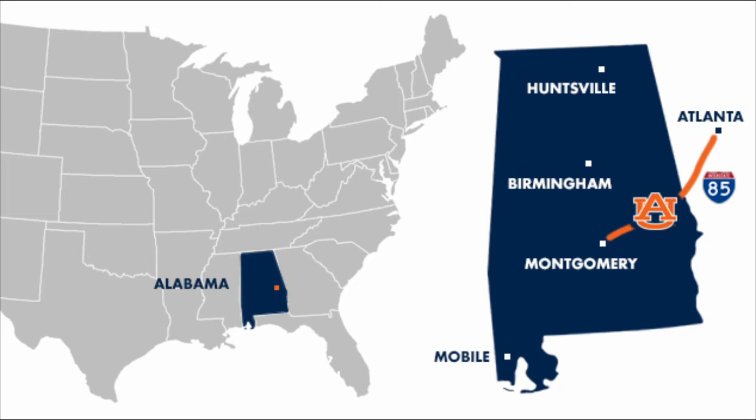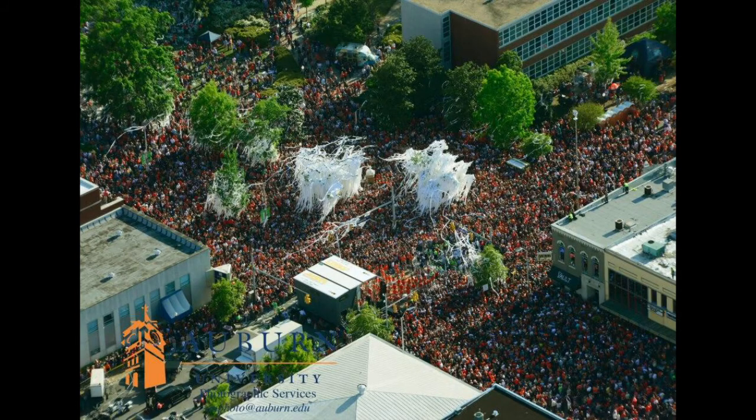This is Math Department Team Alpha, checking in from the loveliest village on the plains, Auburn, Alabama. Here at Auburn, we love our traditions, and one of our most unique traditions is the rolling of Toomer's Corner.